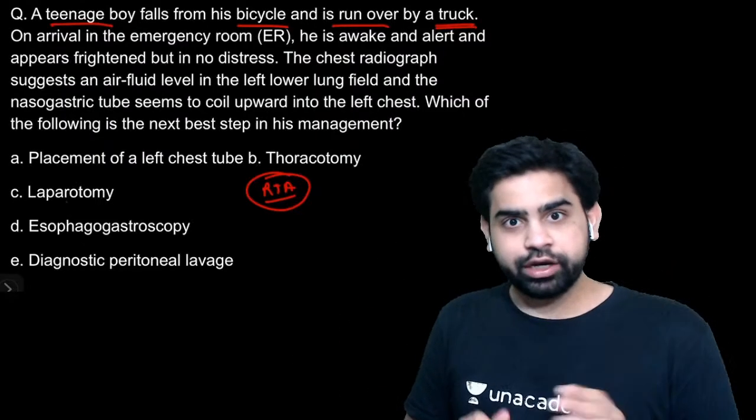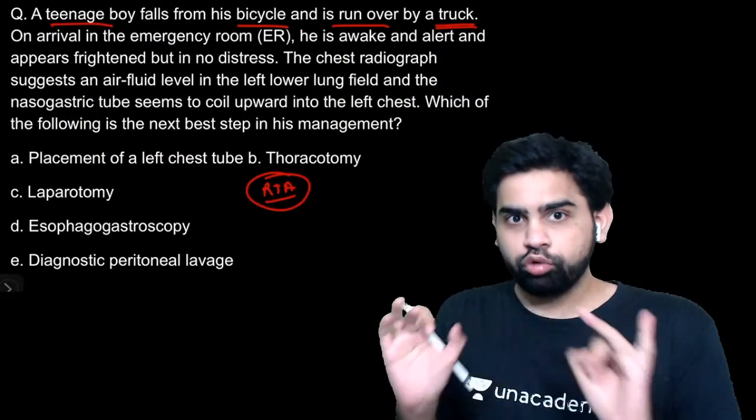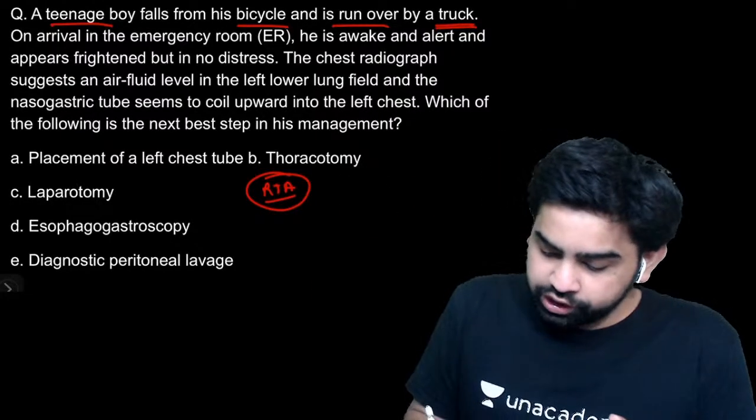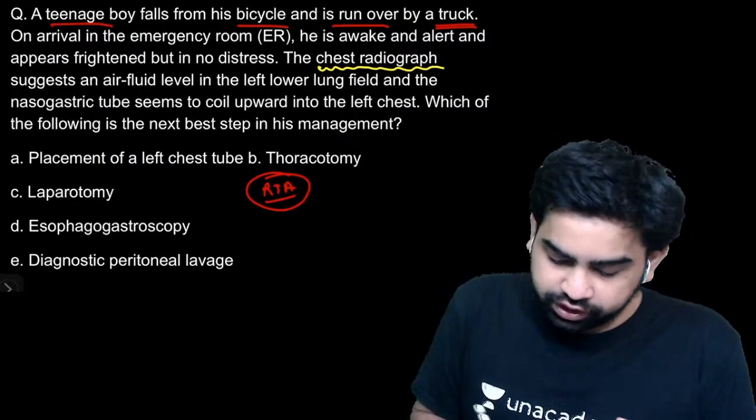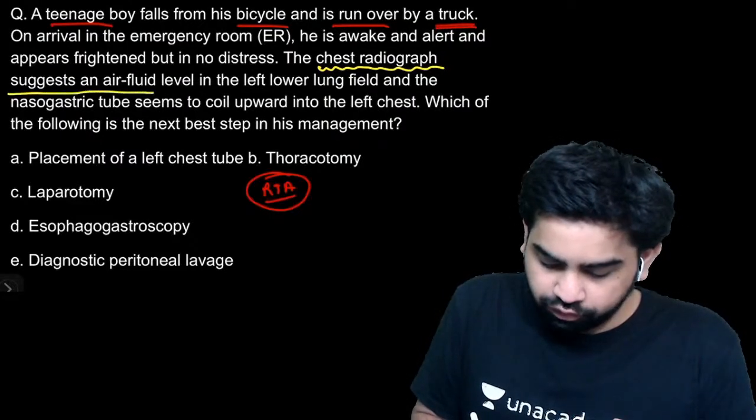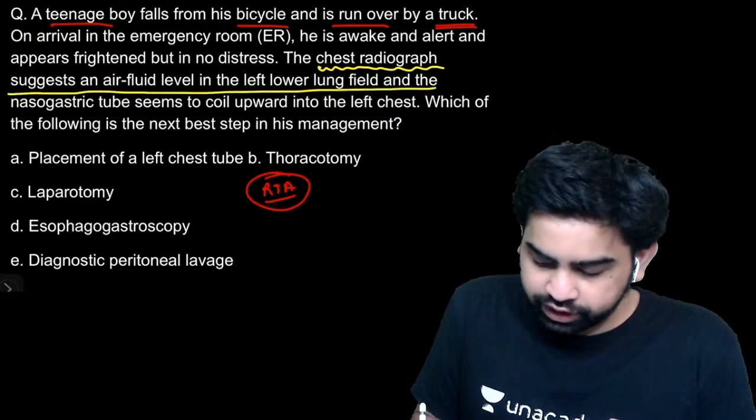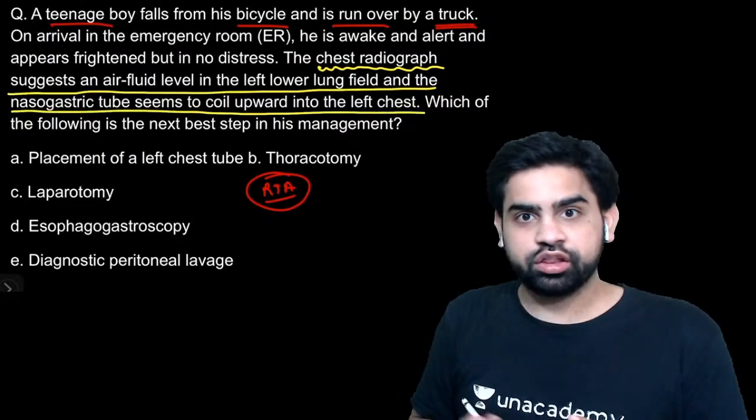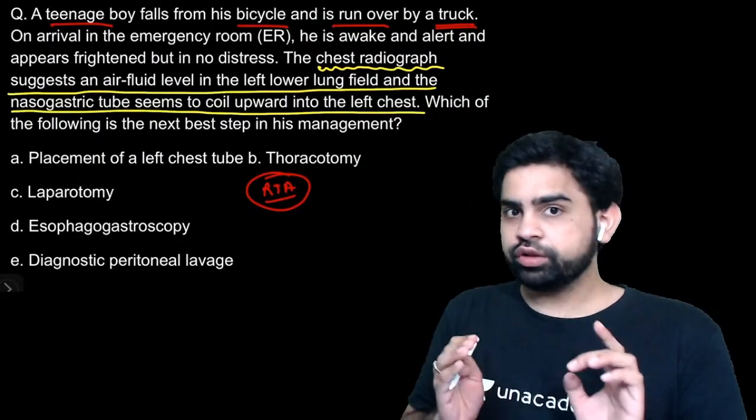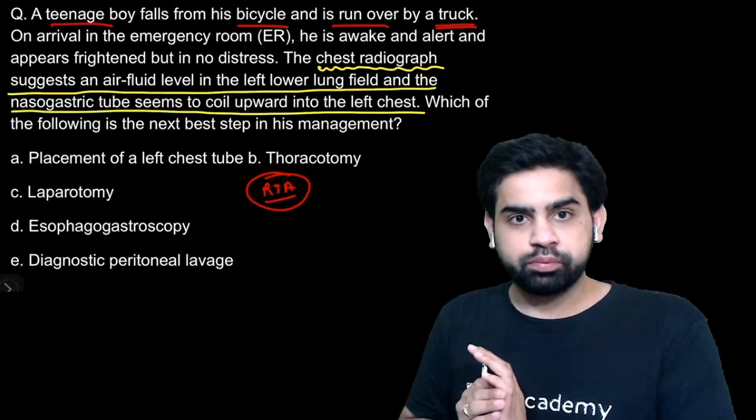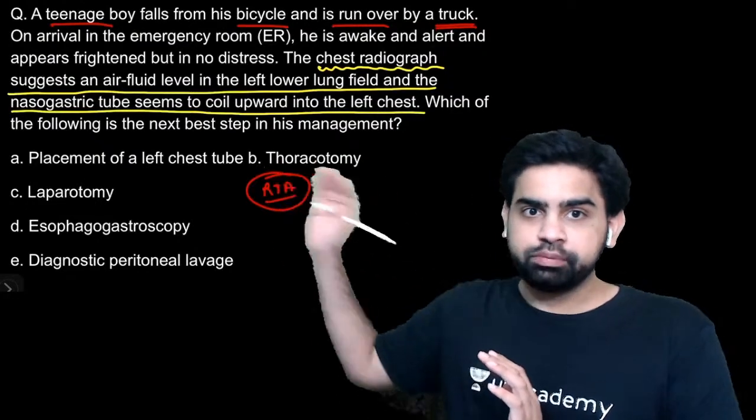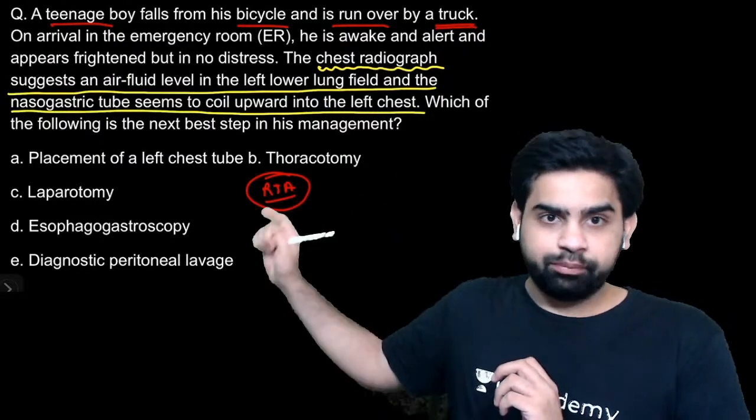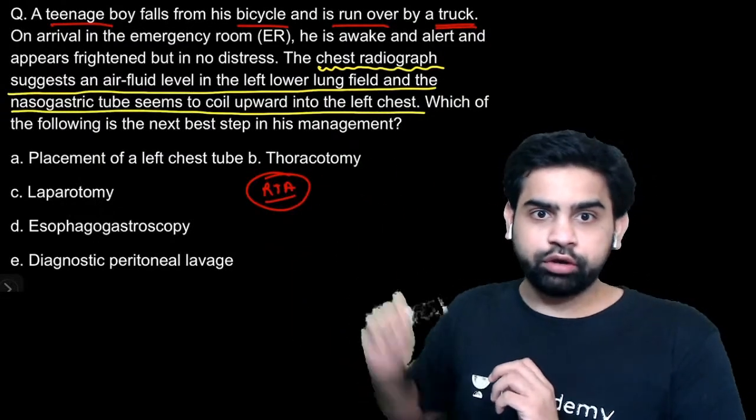So what do we have till now? We have a road traffic accident patient who is more or less stable. If you do a chest radiogram, this is suggestive of an air fluid level in the left lower lung field, and the nasogastric tube coils upwards in the left chest. Which of the following is the next best step in the management of this patient? Will you go in for placement of a left-sided chest tube? Will you go in for a thoracotomy? Will you go in for a laparotomy, esophagostomy, or a diagnostic peritoneal lavage?